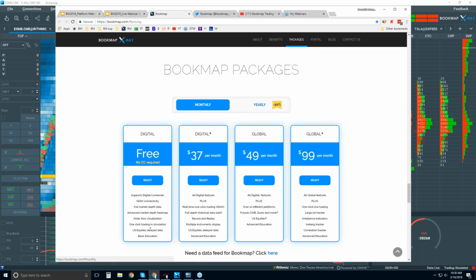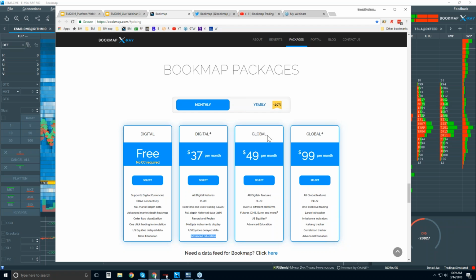So you get a good understanding of what it is, but it's going to be with delayed data, or one live Bitcoin, for example, from the GDAX exchange. You get only basic education and limited support. The Digital Plus version, you get real-time data for up to 20 different symbols on the GDAX exchange. You can record and replay your data. You can trade right from the chart, and you also get the advanced education as well as full support.